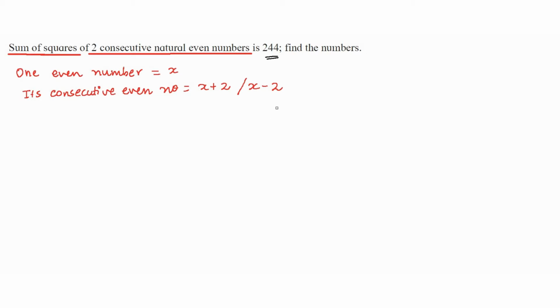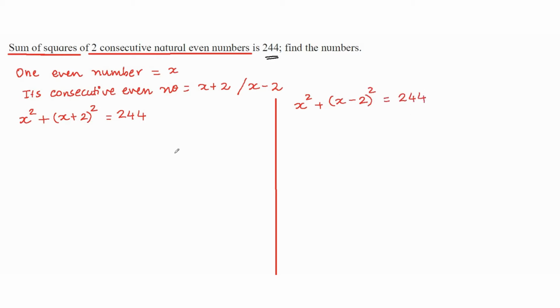So what I'm going to do is, I'm going to take both the cases and I'm going to solve for x. The value of x definitely will be different in both cases, but the final answer is going to remain the same. So I will show you that. Now it's given that their squares when added. So let's take x square plus x plus 2 the whole square. The sum of these squares is 244. And in this case, it is x square plus x minus 2 the whole square is equal to again 244. Let us solve both these equations now.